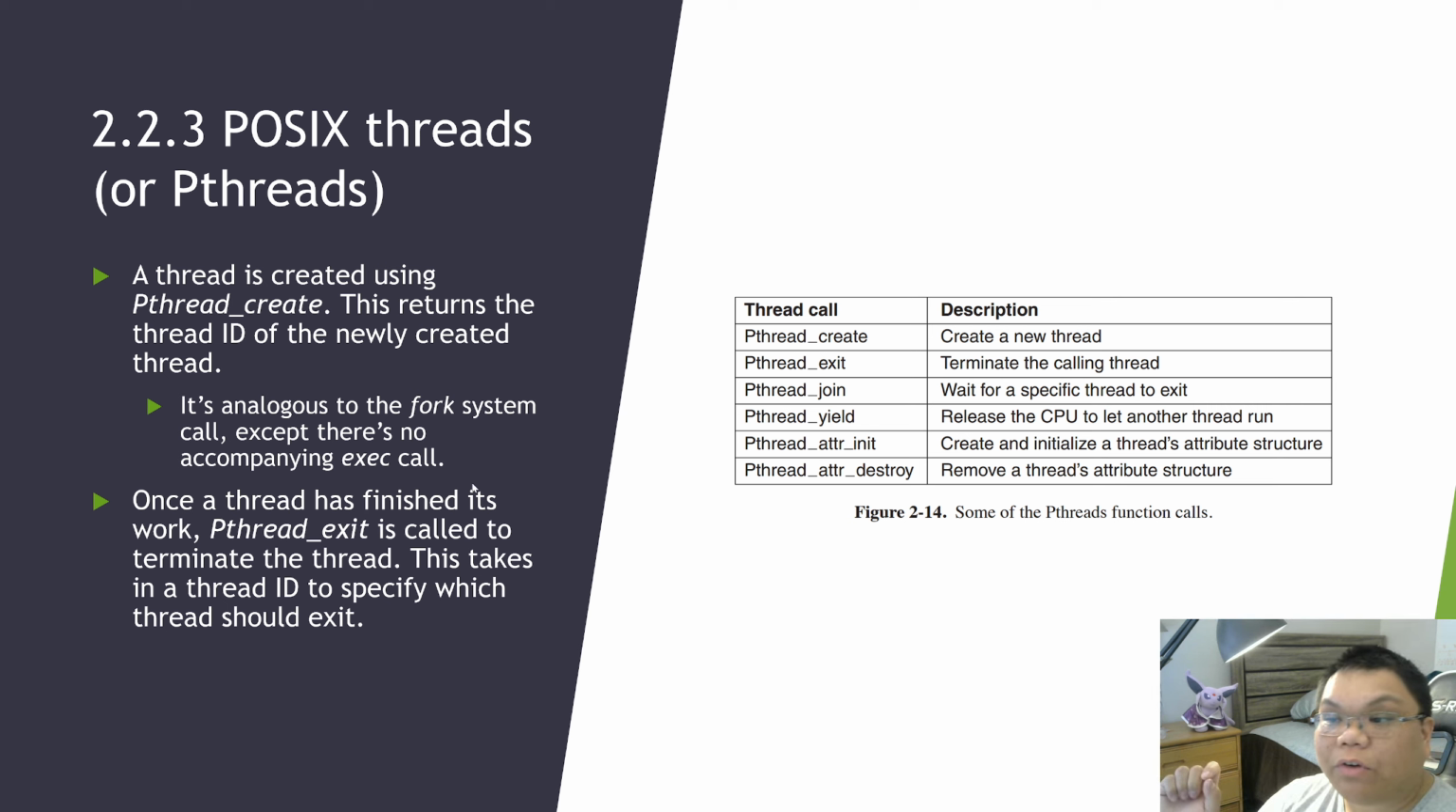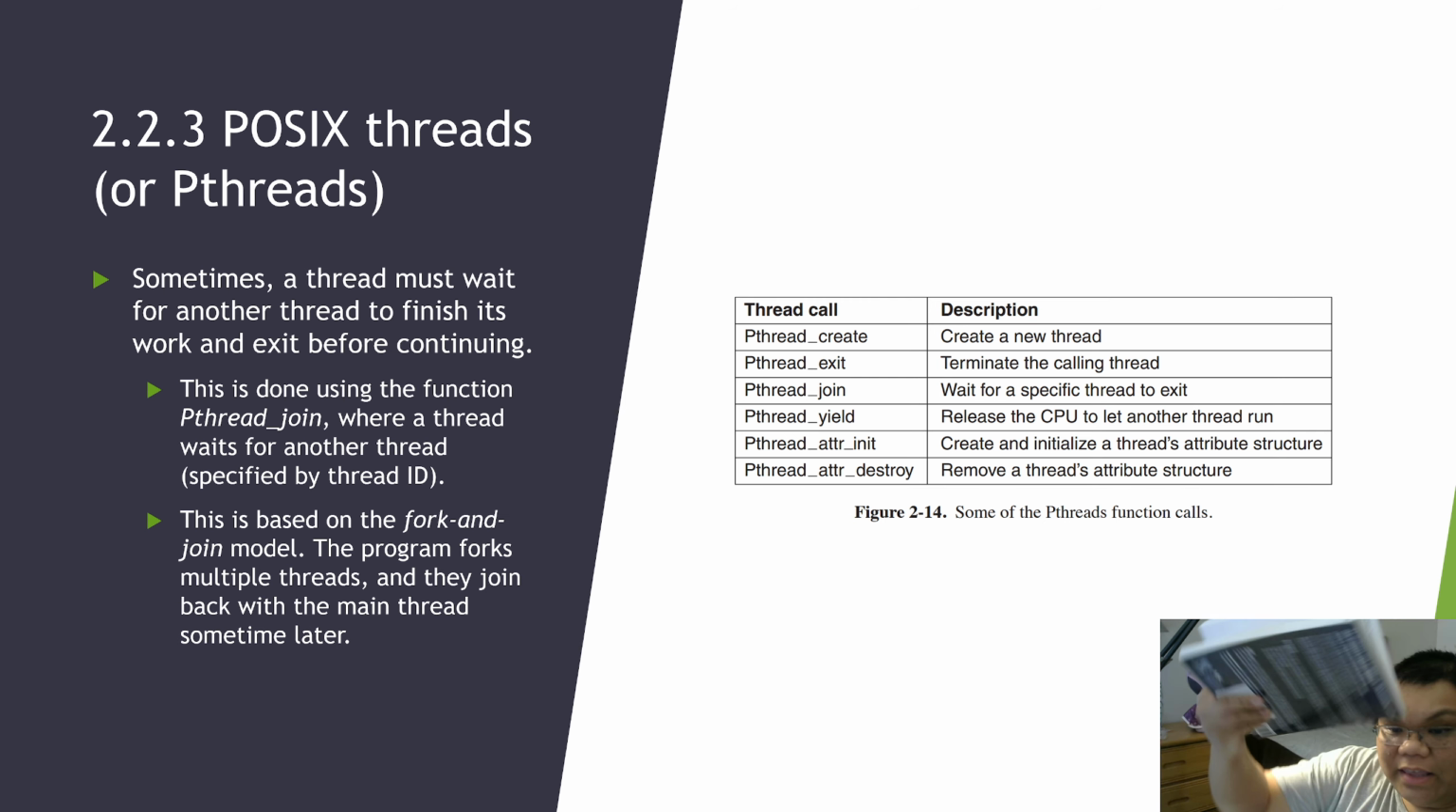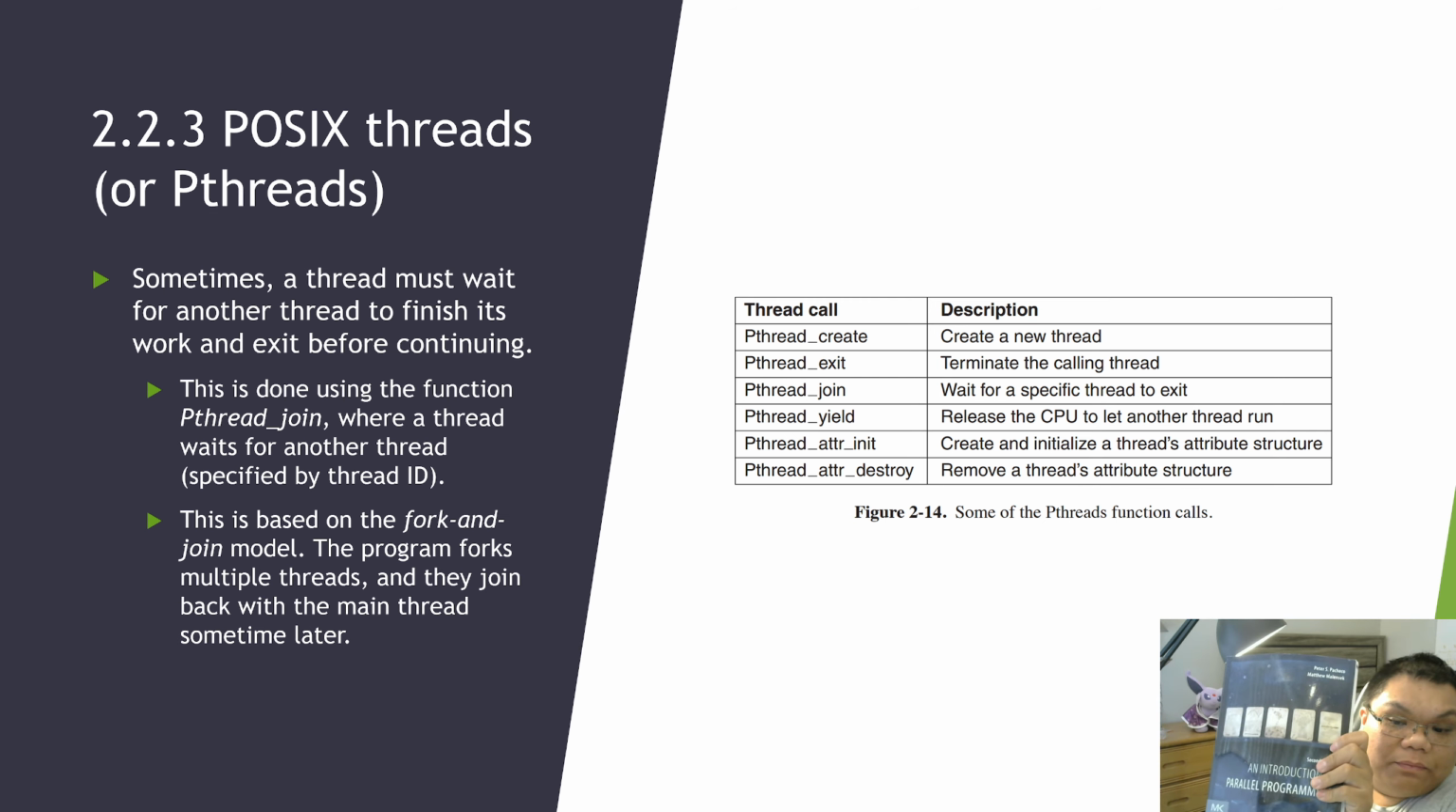At the end of the program, we want to call pthread exit. That way, it signifies to the system that we're done with this thread and we don't need it anymore. So, the fork and join model. It's not in the operating systems textbook, but it is in the parallel programming textbook.